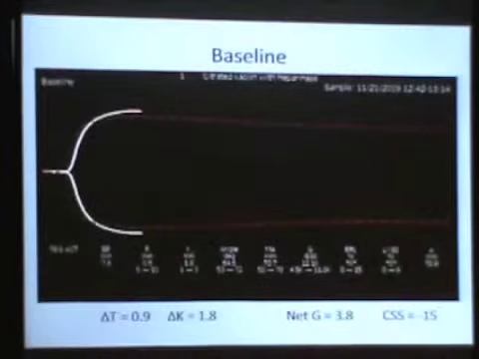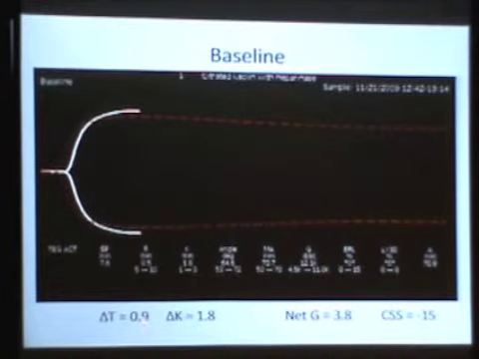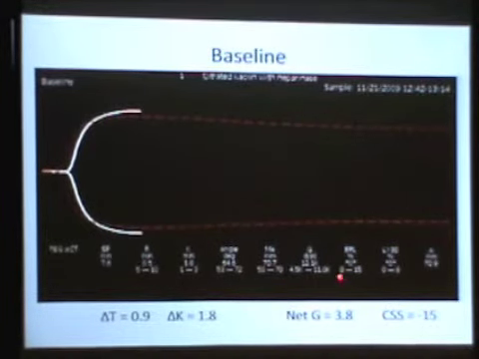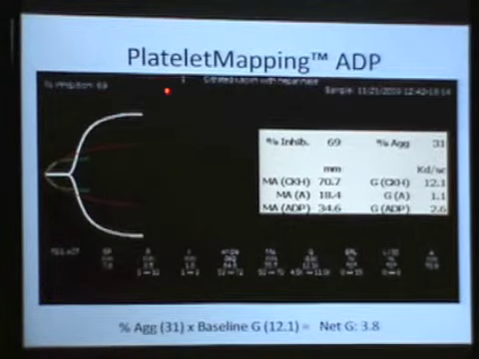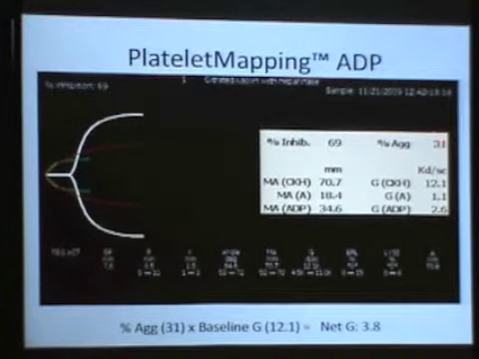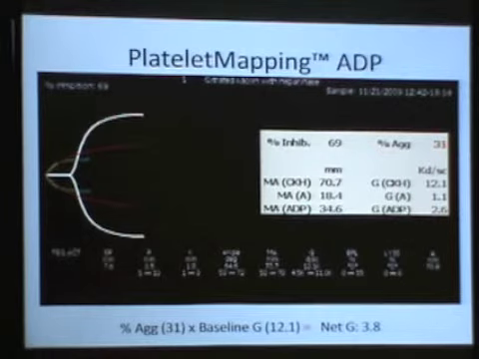So, here's the patient's baseline. Hyper, right? Normal thrombin here, but our G is 12.1, okay? Hyper G. We did an ADP, checked the functionality with mapping. Only 31% of his platelets are functioning. The 31% times 12.1 gives us a net G of 3.8. This patient, might as well hook up an IV line straight to the blood bank. They are going to bleed.